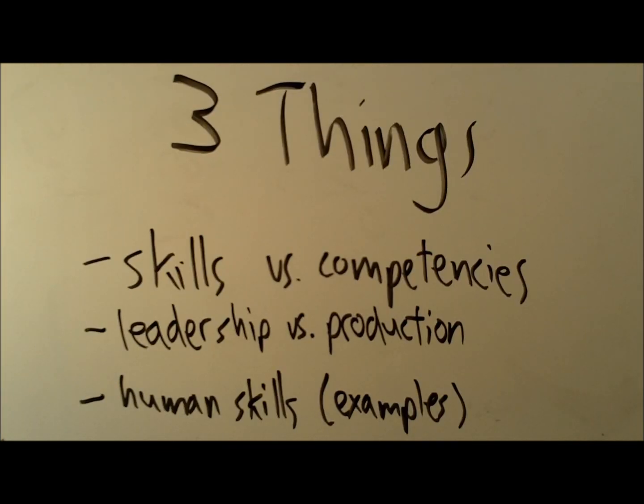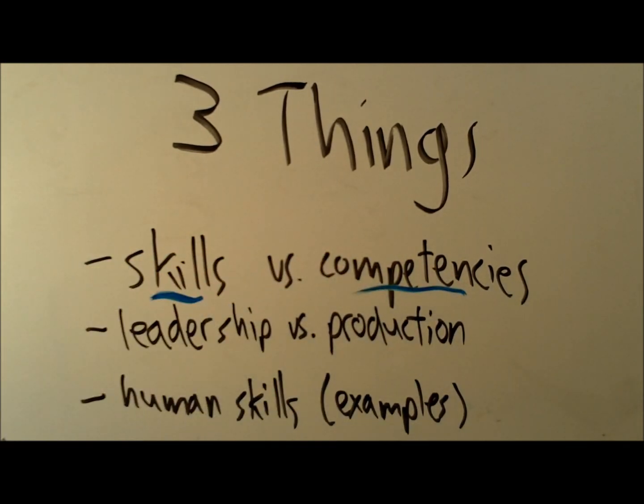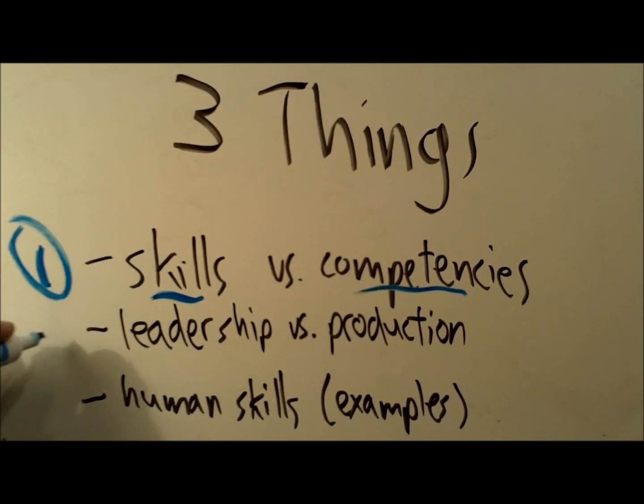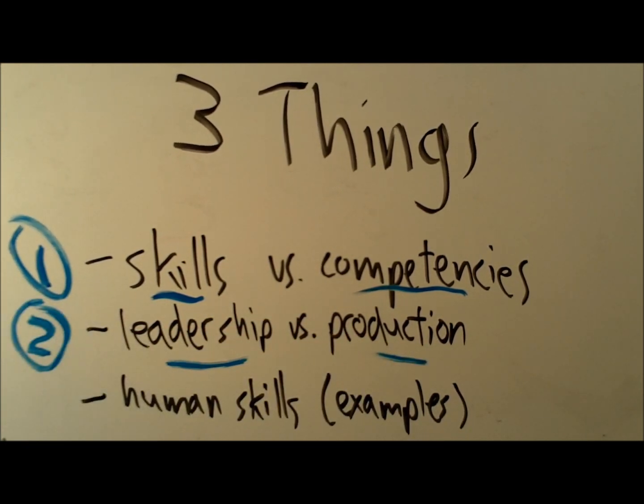The three things that I want to clarify in this section of the textbook are the differences between skills and competencies, the difference between leadership and production, and I want to give some more examples of human skills.